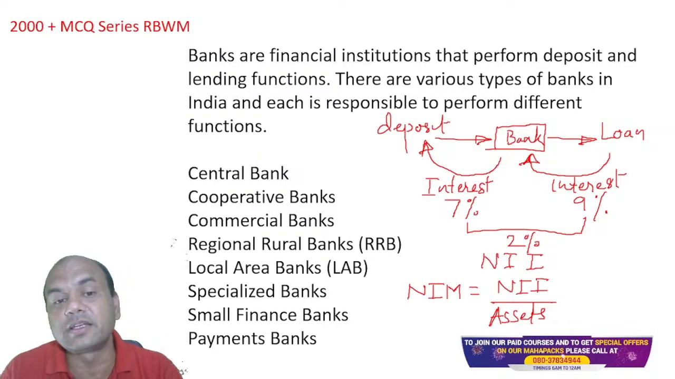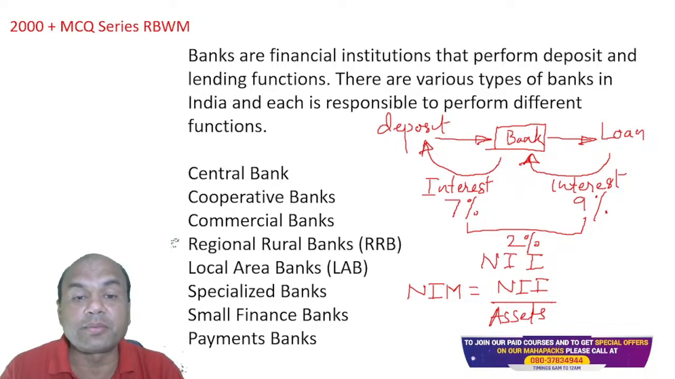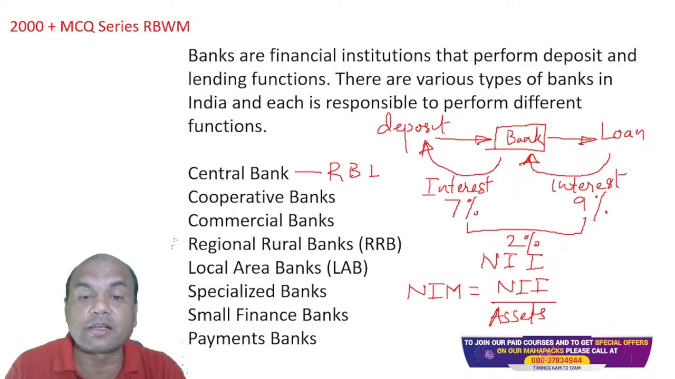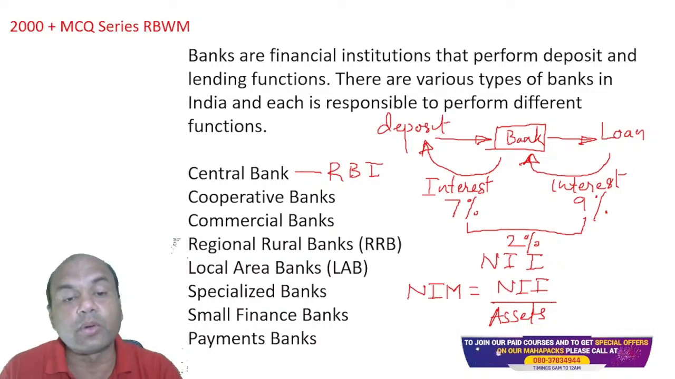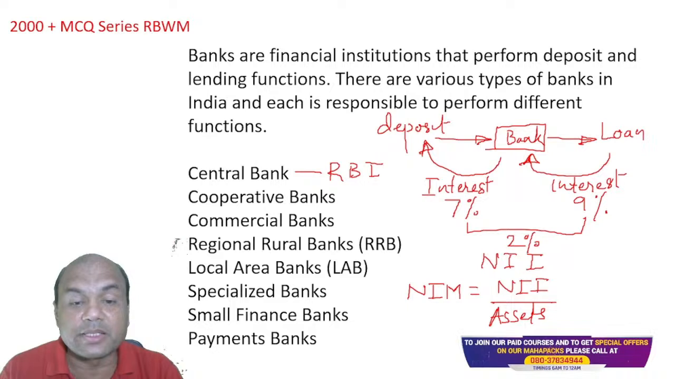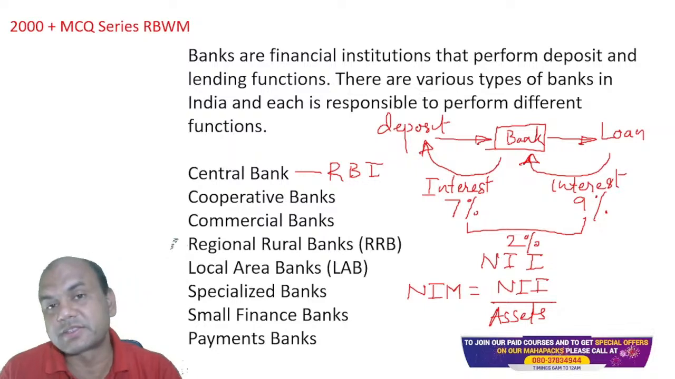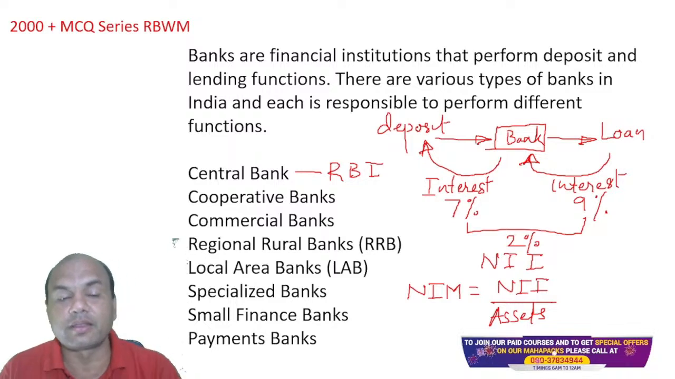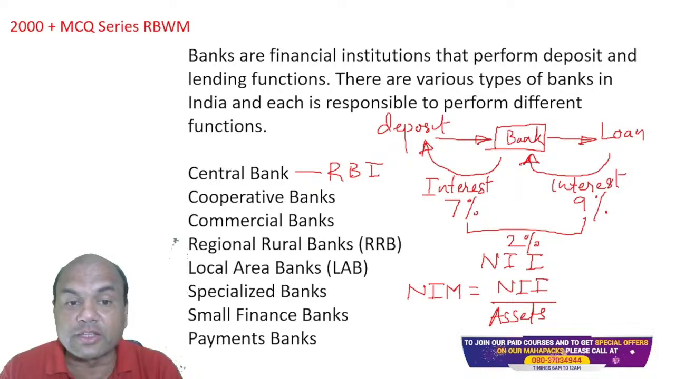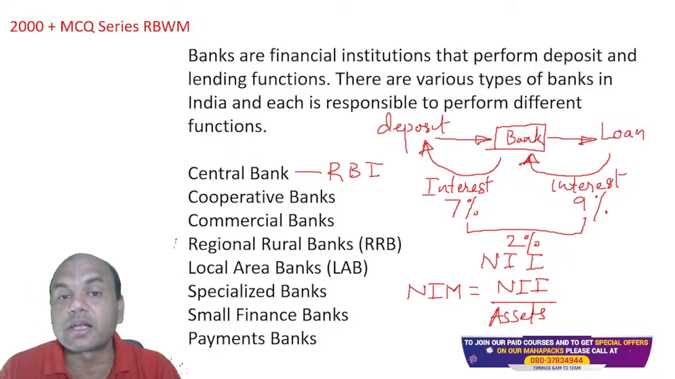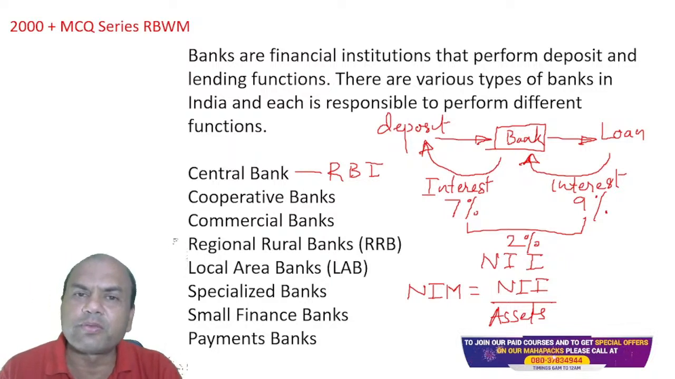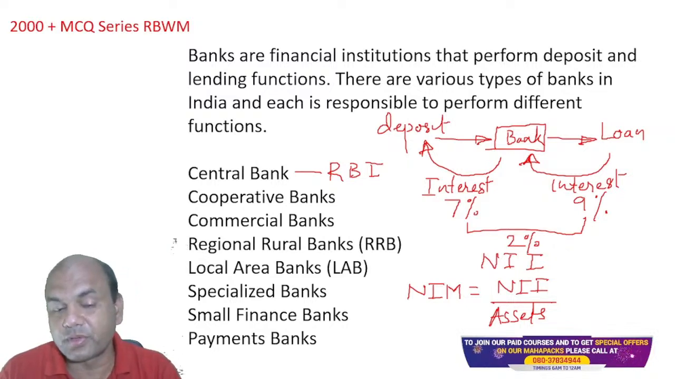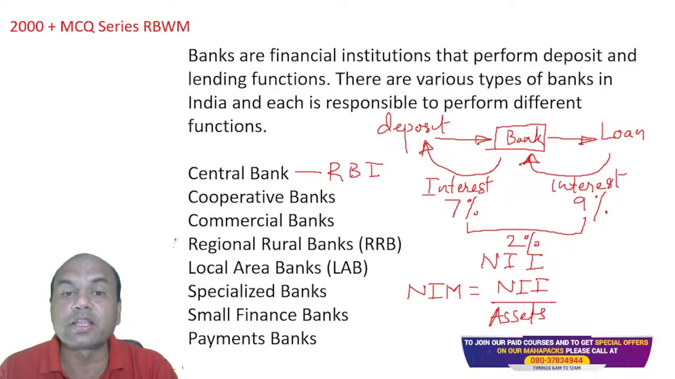So what are the various banks in India? One is the central bank. Central bank means RBI over here, not Central Bank of India. Second, cooperative banks, commercial banks, RRBs, local area banks, specialized banks, small finance banks, and payment banks. If you see, 3 plus 3, 6 plus 2, that's 8 types of banks. Plus there are others which are not added over here, like investment banks, which have a totally different feature, but are also a part of banking. So that is what a bank is and what the types of banks are.